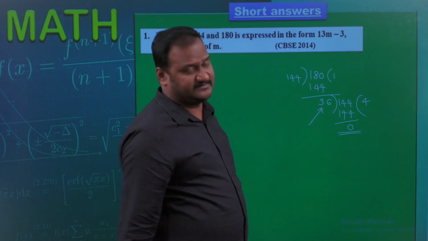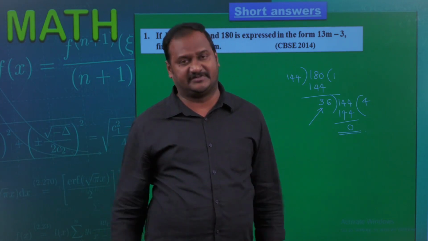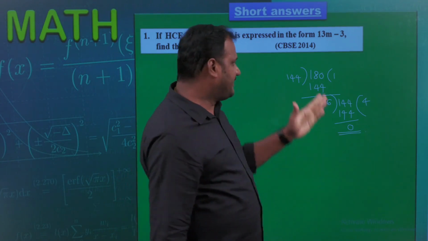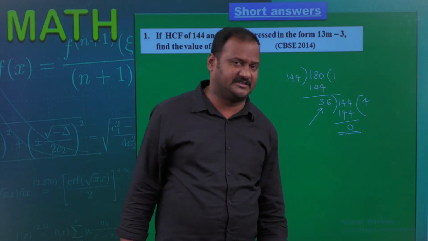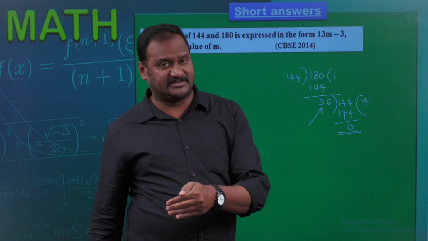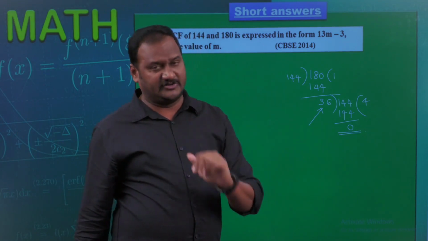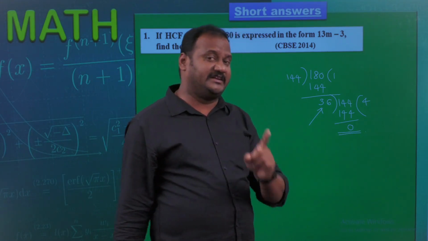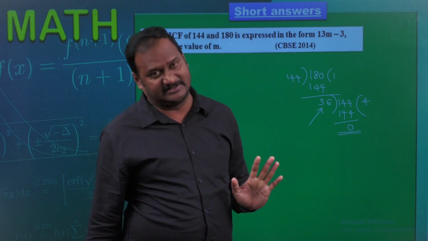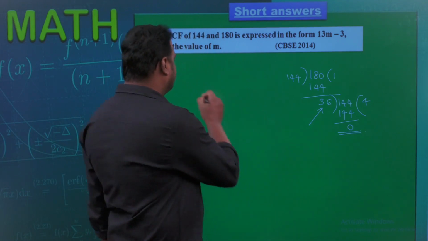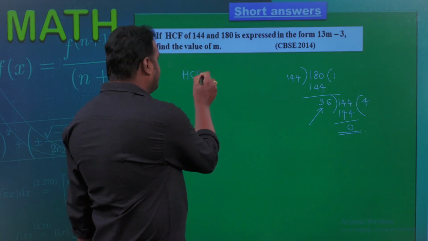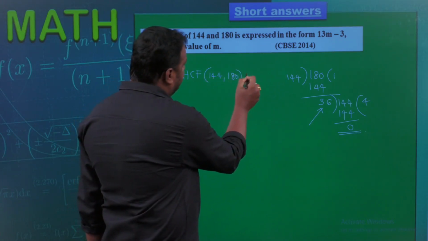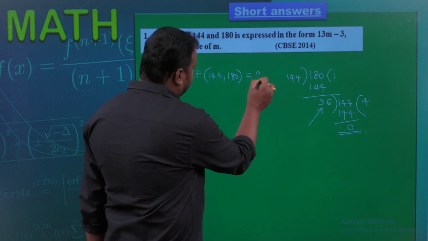See, this problem ends with only 2 steps, but sometimes in order to find HCF of the given two numbers it may end in 5 steps or 6 steps or 7 steps, like 5 divisions or 6 divisions. But here this problem ends in only 2 divisions. Whatever the divisor in the last division, that divisor can be declared as HCF of the given numbers. Hope you understand. So therefore HCF of those two numbers, 144 and 180, is going to be 36.